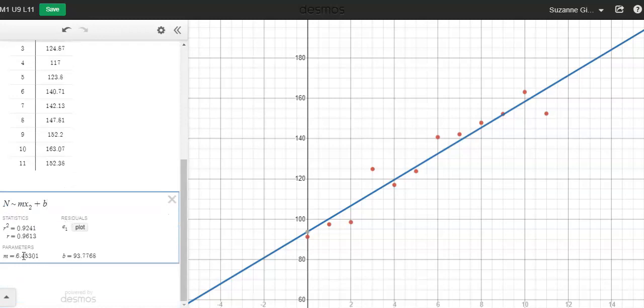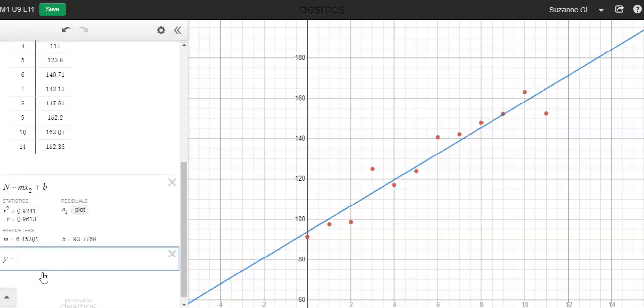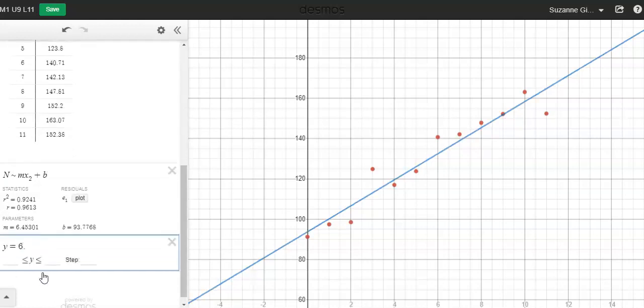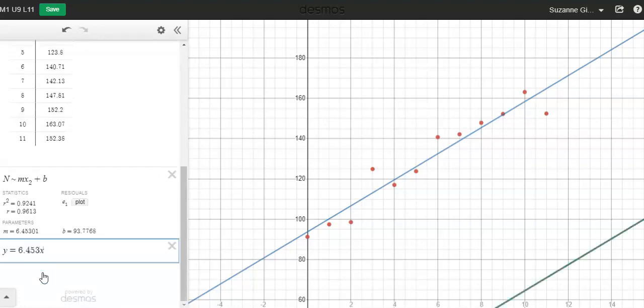And here I have my parameters. There is my slope and my y-intercept. So I have an equation. So my equation would be y equals 6 point, I can round that to, let's just say 453, x plus 93 point, I'll round that to 777. So you can see that this is the same line.